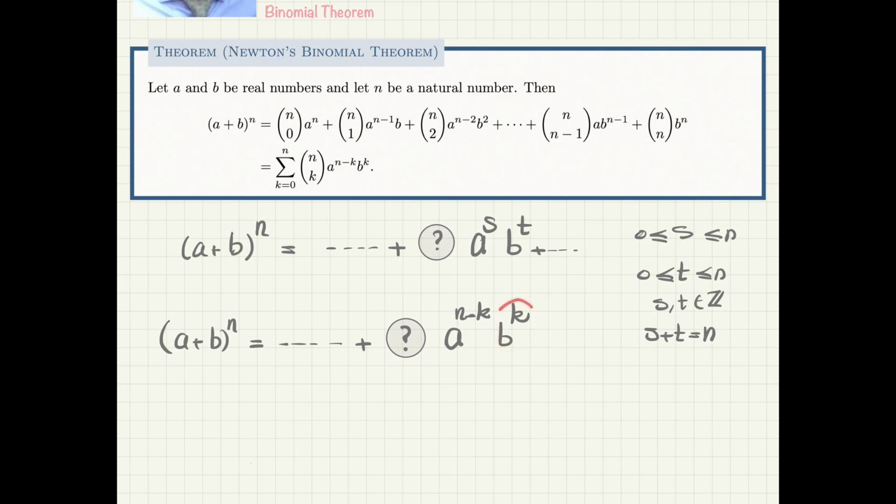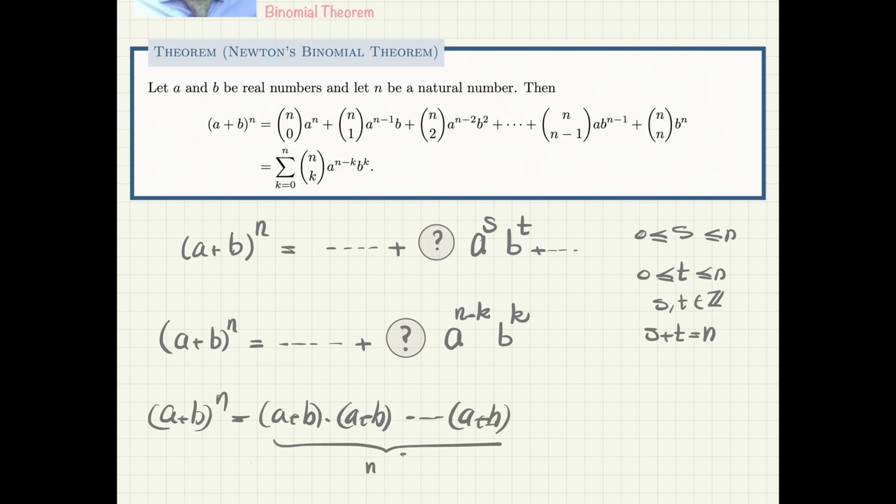For constructing b to the power k, I need to choose k parentheses from this and choose b from them, yes? Because a plus b to the power n means a plus b times a plus b times up to a plus b, n number of times, yes?